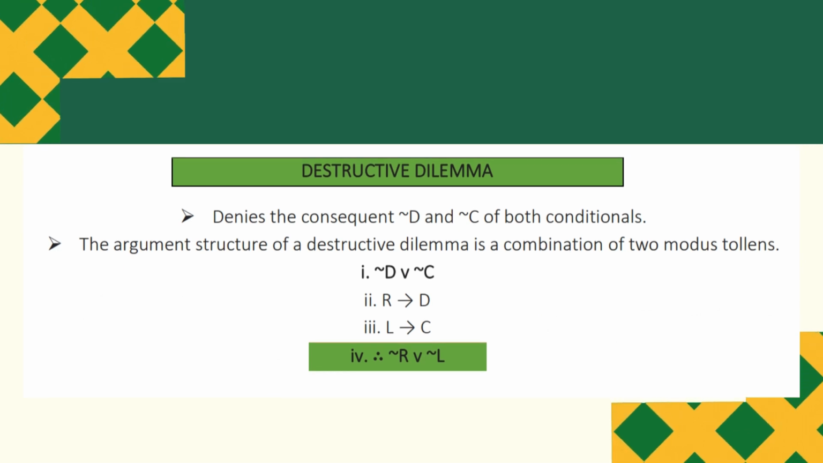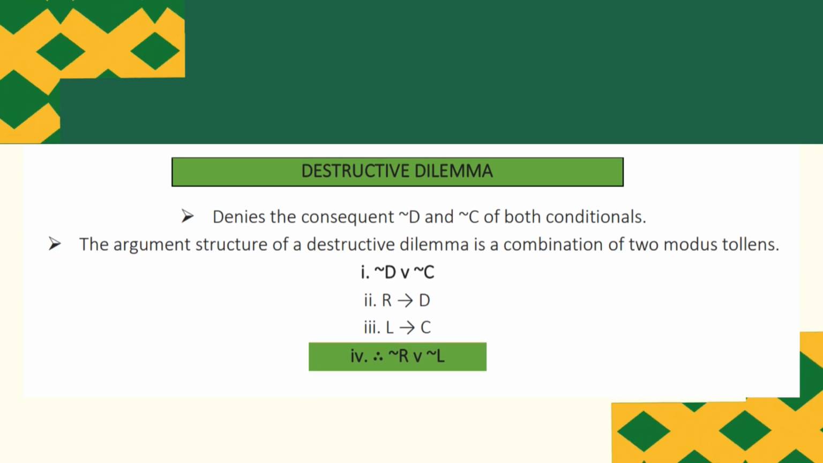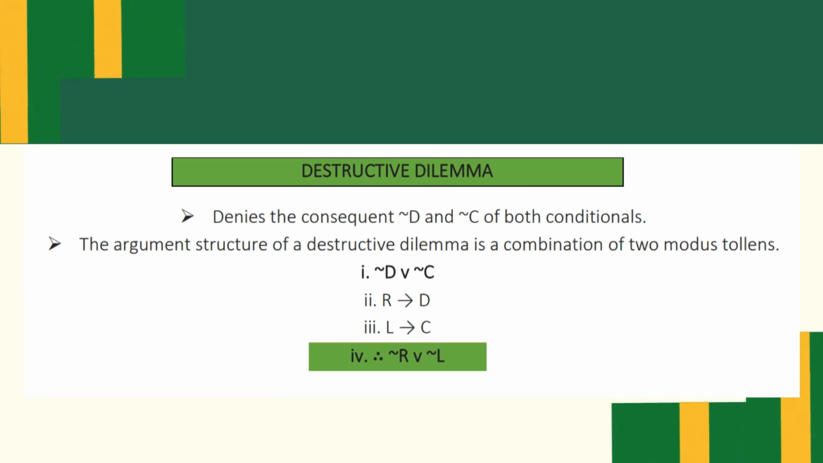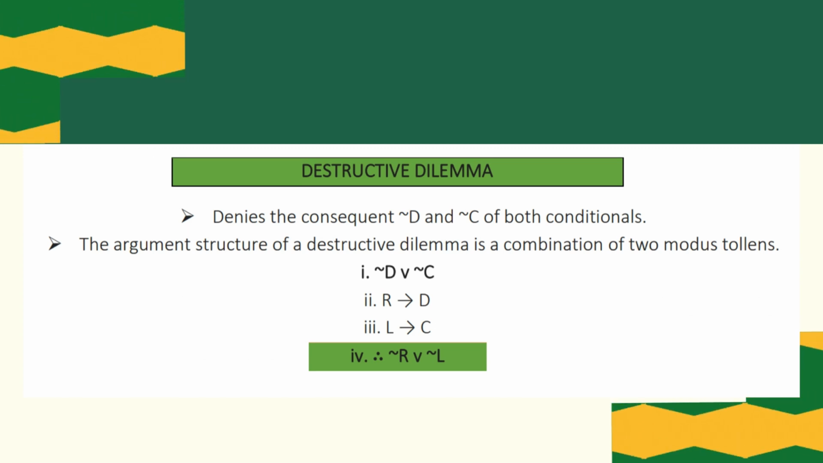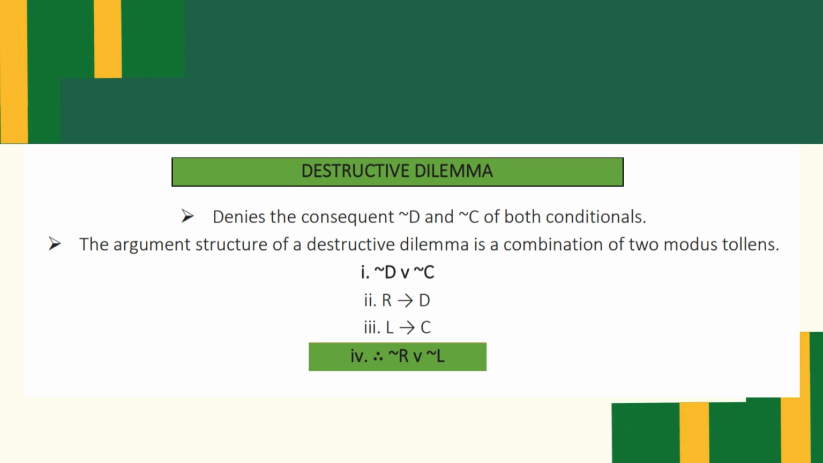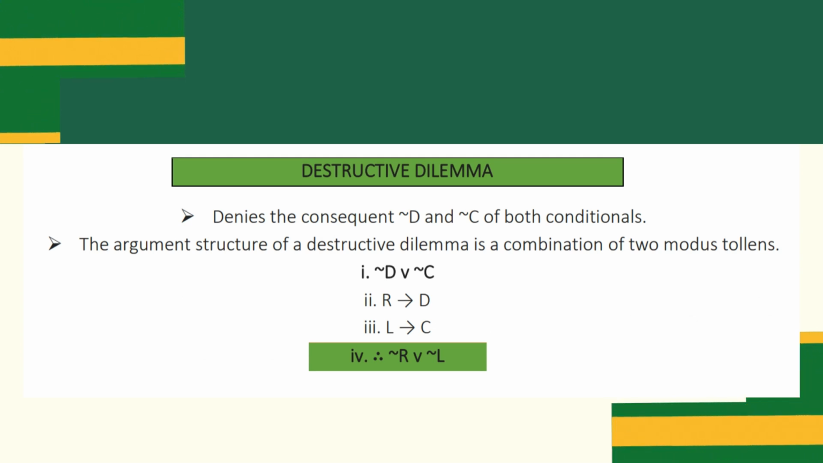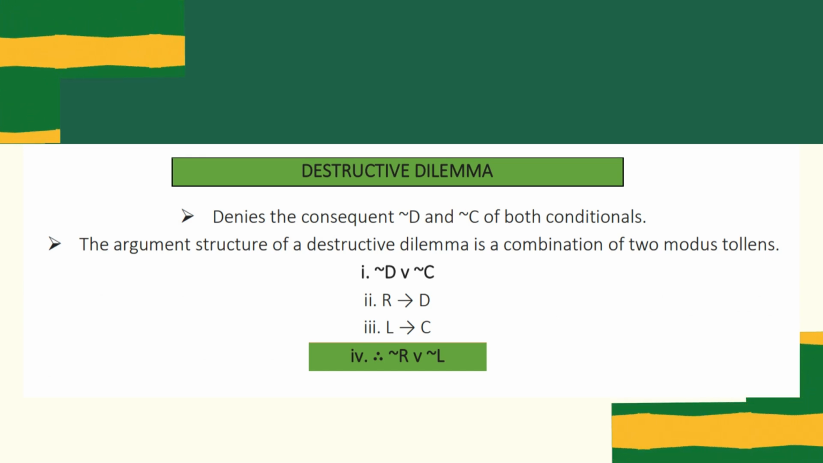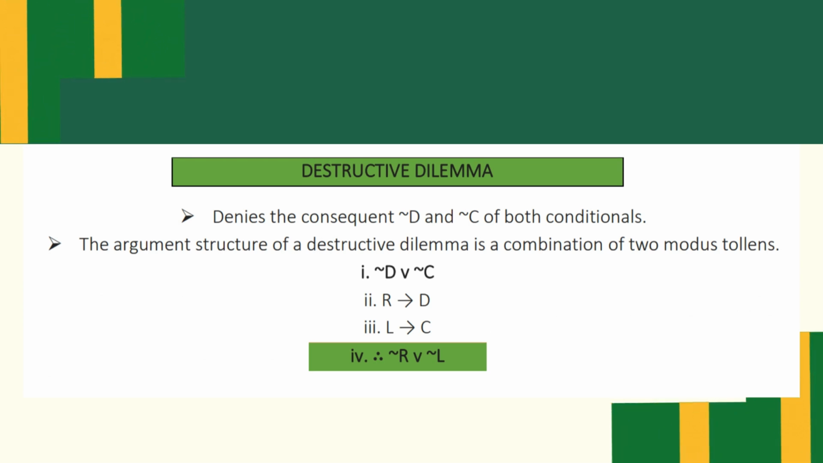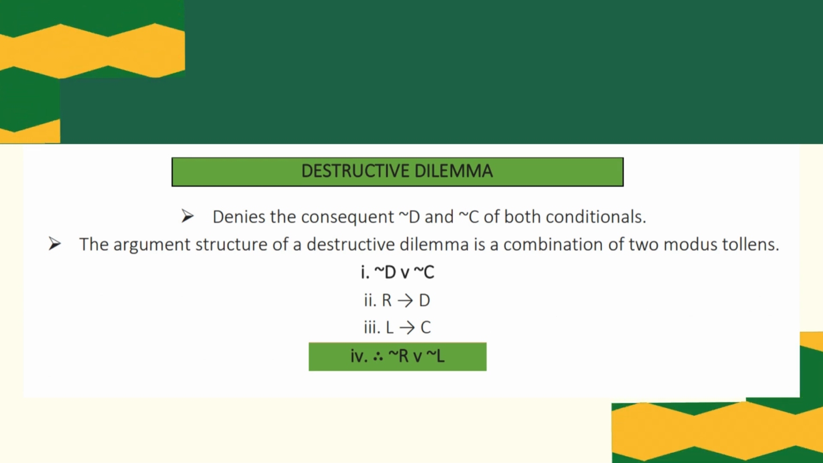On the other hand, we have destructive dilemma. It denies the consequents, not D and not C, of both conditionals. The argument structure of a destructive dilemma is a combination of two modus tollens. Premise 1, not D or not C. Premise 2, if R, then D. Premise 3, if L, then C. Premise 4, therefore, not R or not L.